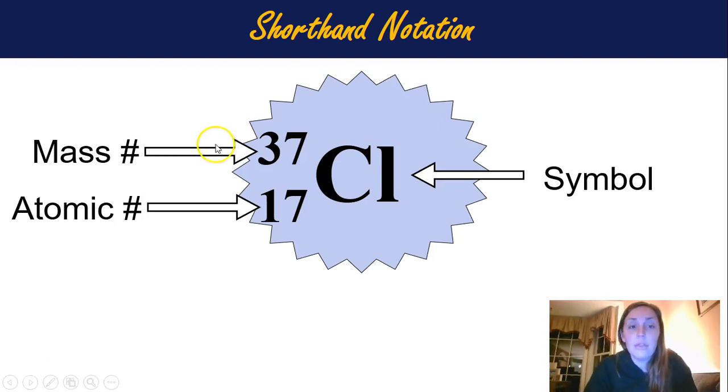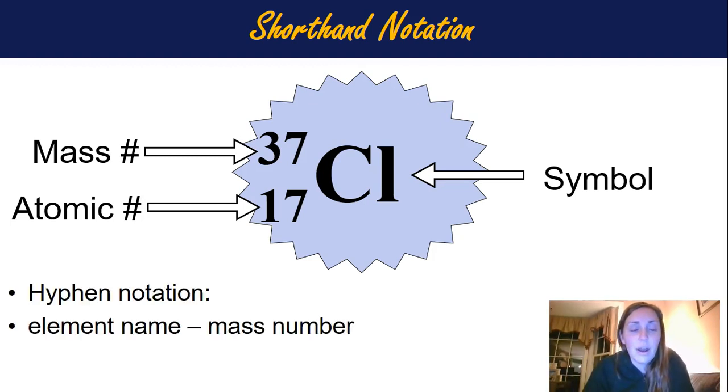It's not part of the same unit. Okay, so the mass number on top, I just said not on top, but up high, and the atomic number down low. I'm going to show you in a second why we place it like that, even though it looks a little funny. All right, the other way to write stuff is hyphen notation.